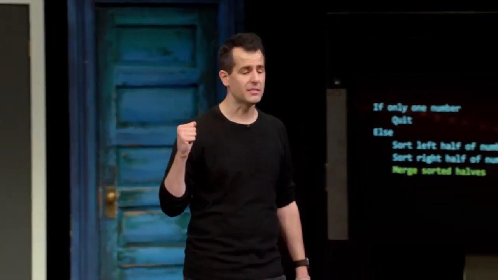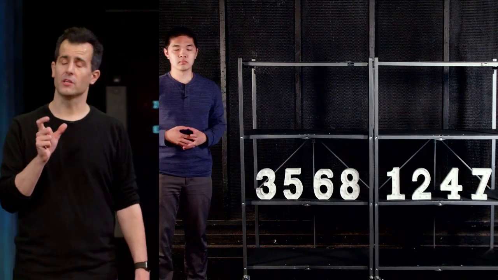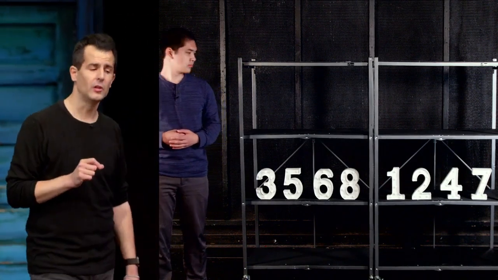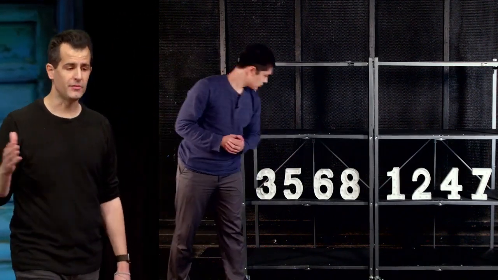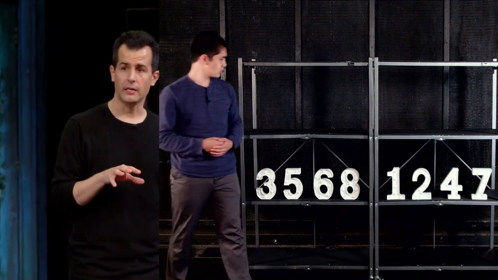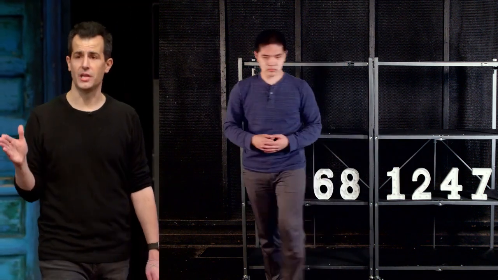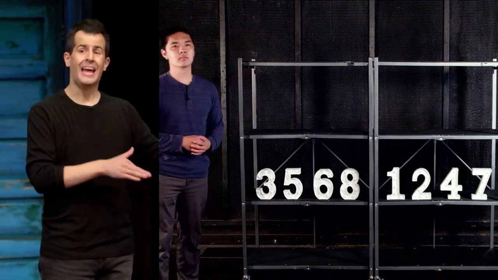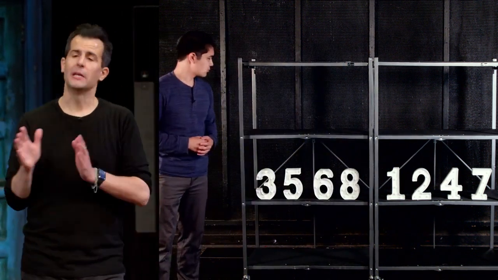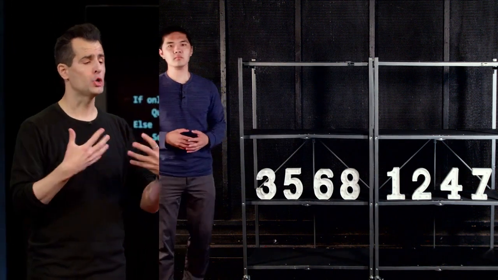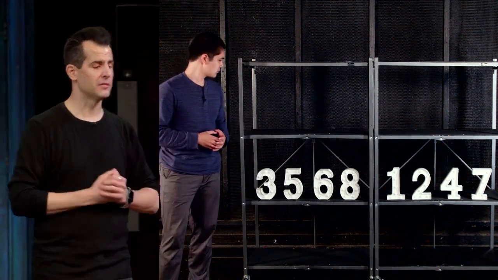So for instance, Brian has on his shelf here 2 arrays of size 4. In the first array on the left are 4 integers, 3, 5, 6, 8. And in the right side, in another array of size 4, are 4 numbers too, 1, 2, 4, 7. Notice both the left is sorted and the right is sorted. But now, Brian, I would like you to merge these sorted halves. Tell us what that means.